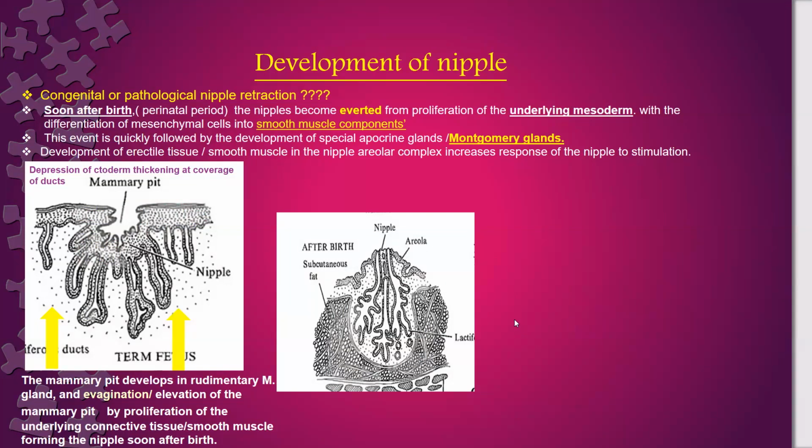Let us go through the development of the nipple. At the beginning, we said that when the ectodermal thickening developed, there was a depression at the coverage of these ducts called the mammary pit. You remember that? During antenatal life, this mammary pit is there at the coverage of the ducts. And underlying it, this is the mesenchyme, where the stroma developed.